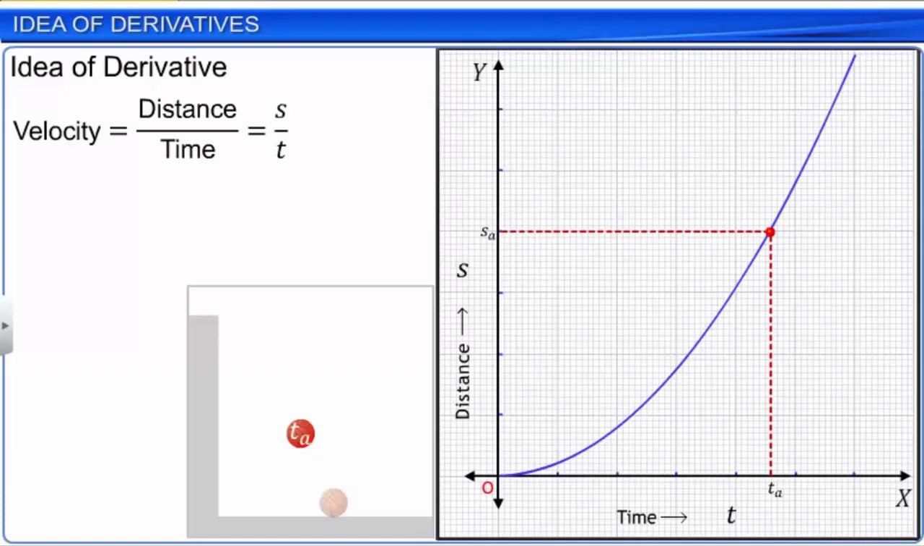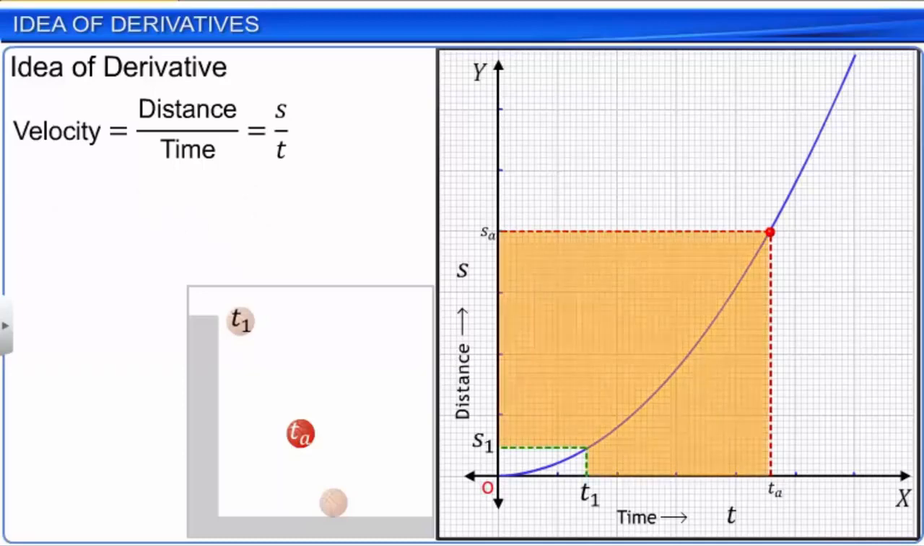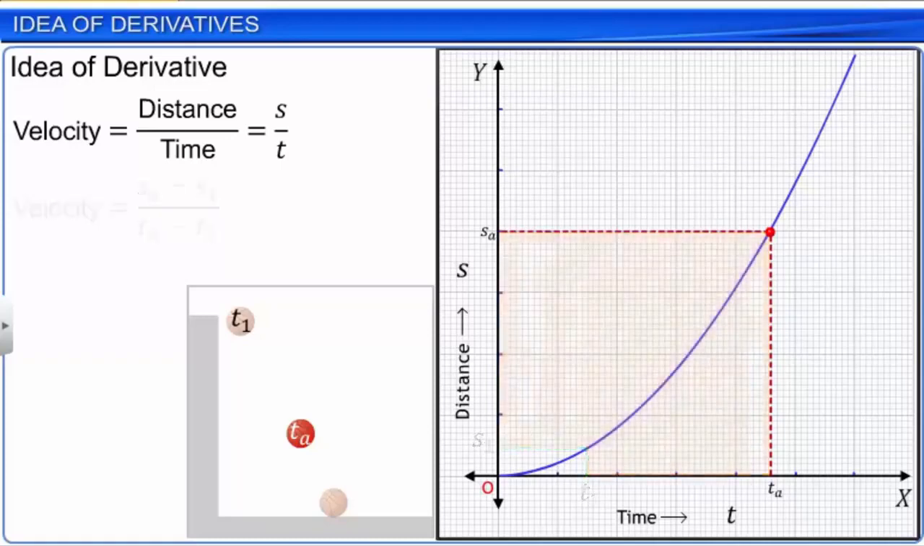This is where the idea of the derivative throws light. The velocity at a is given by this formula. If we move from the origin to an instant of time, say t1, we have the expression for velocity as shown. We continue this as shown. Now the velocity is as shown.